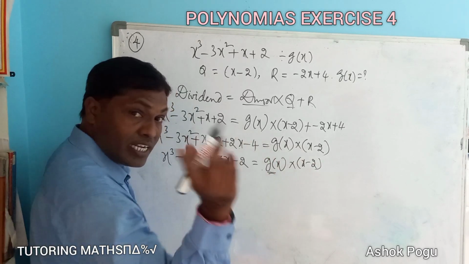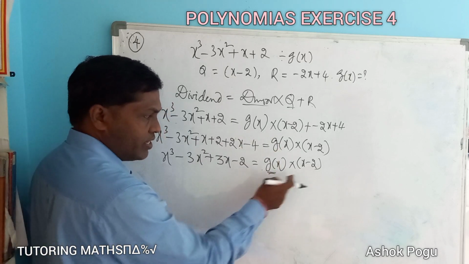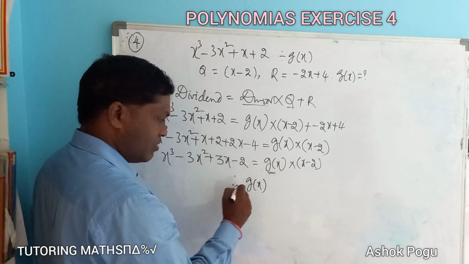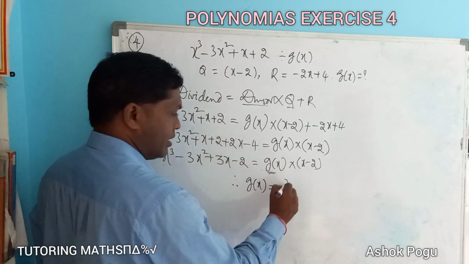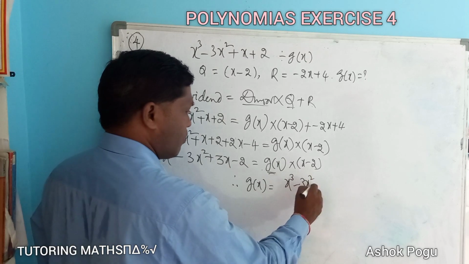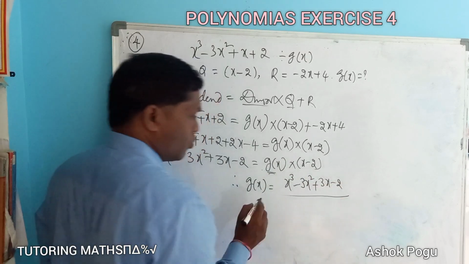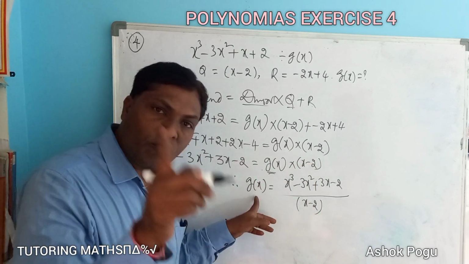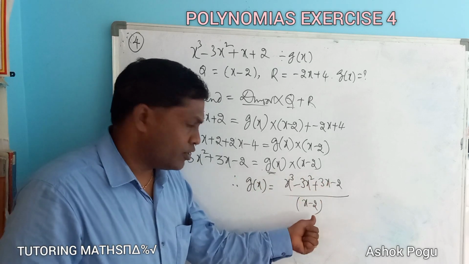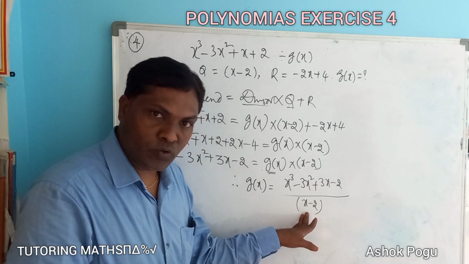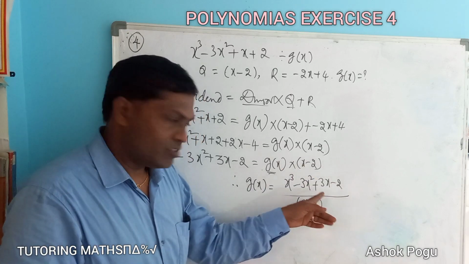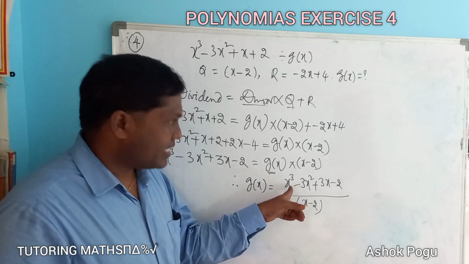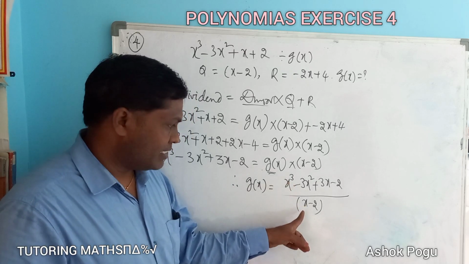But the question is find g of x. To find g of x, shift x minus 2 to the left side. So we get g of x is equal to this whole polynomial, x cube minus 3x square plus 3x minus 2, all divided by x minus 2. It means if you want to find g of x, this polynomial should be divided by x minus 2. In the division process, you may get some quotient, so that becomes the solution. Let us divide this polynomial by this polynomial.